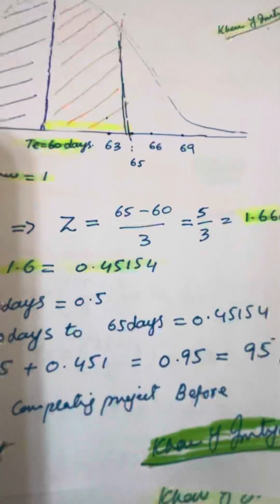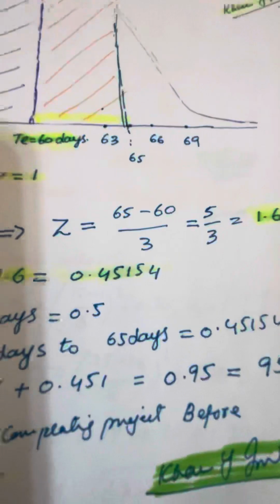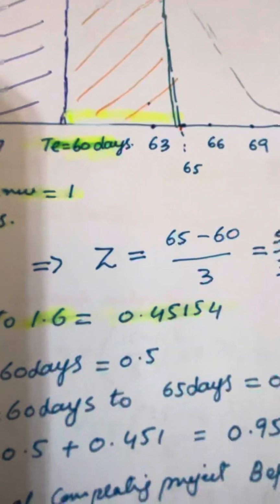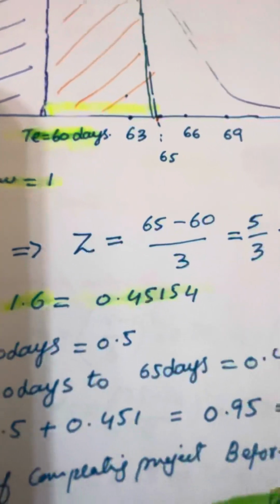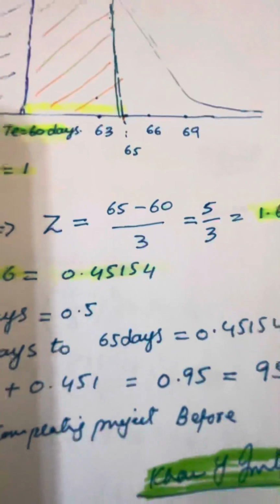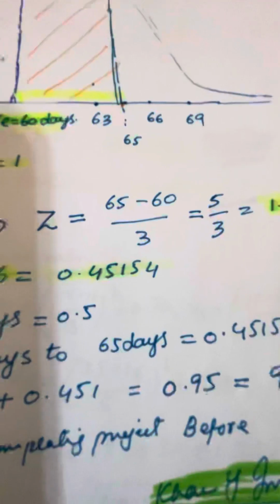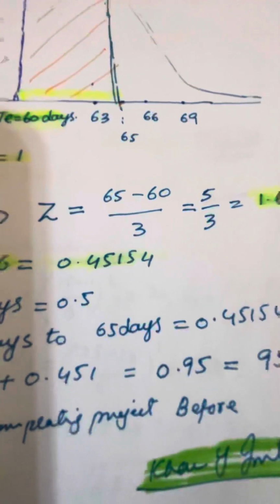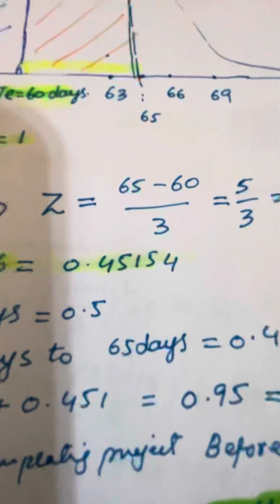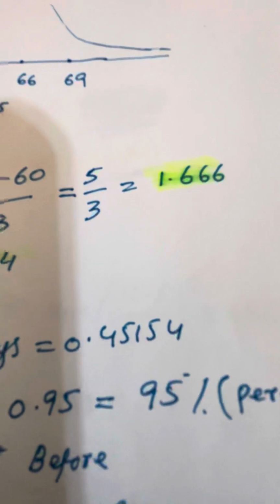When calculating z, z is equal to x minus mu divided by standard deviation. So in the distribution we have 65 days, that's our variable x, minus 60, our mean, our earliest finish, divided by 3, our standard deviation. So we got 5 by 3, which is 1.666.